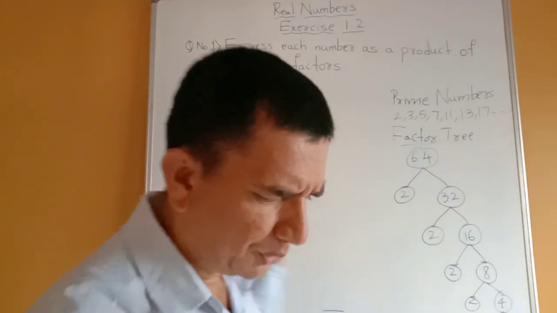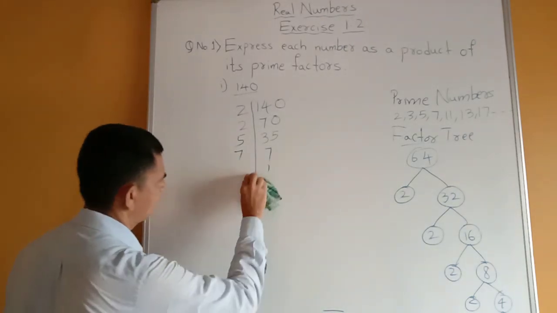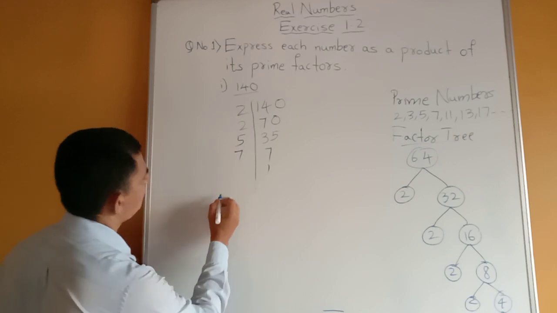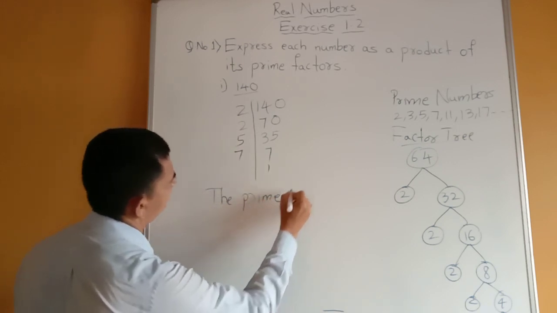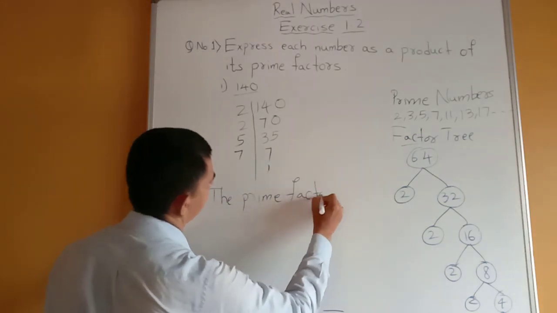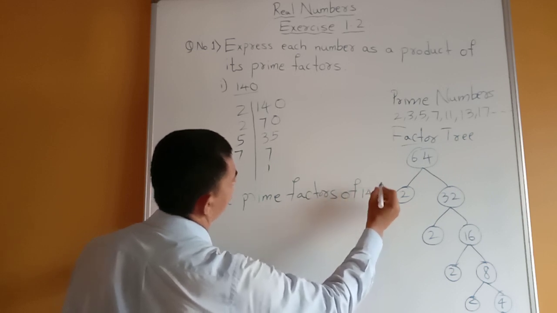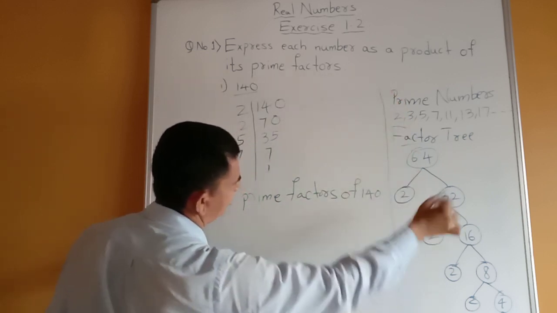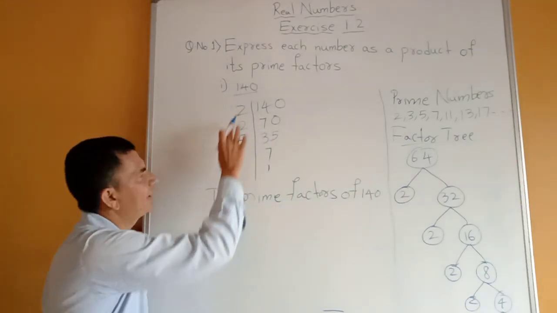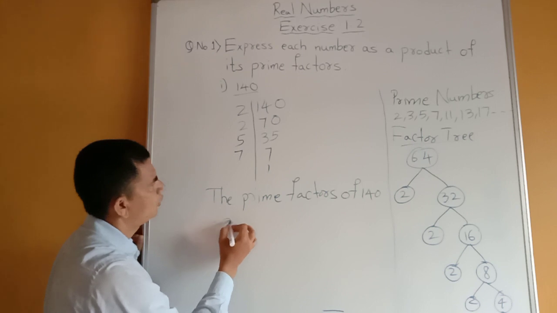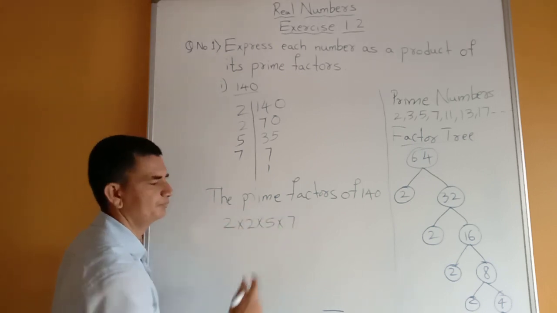After this, we have to write the prime factors of 140. Here, the prime factors of 140. Okay, this is the rough part. So what are the prime factors? They came here, we just have to mention them here: 2 into 2 into 5 into 7.